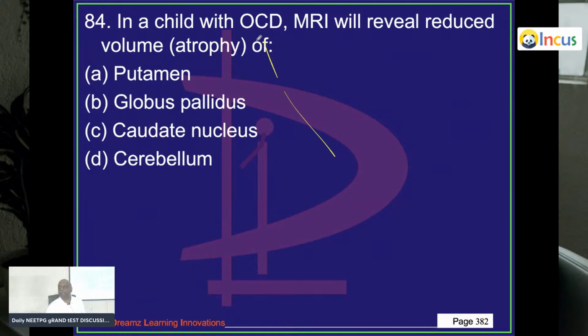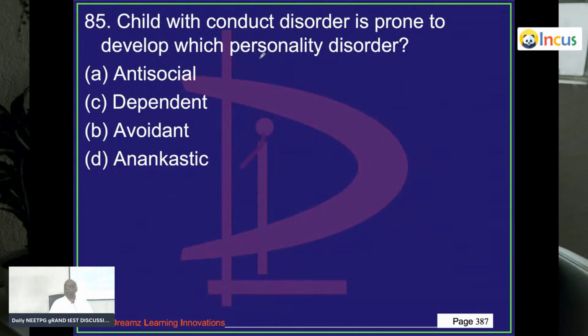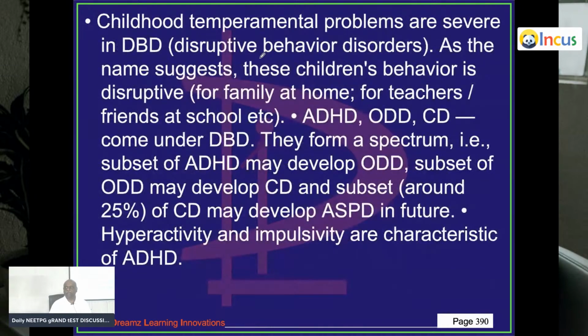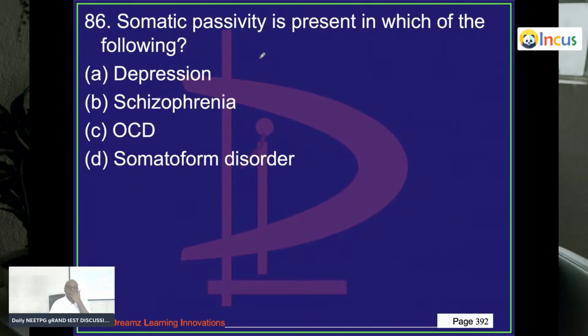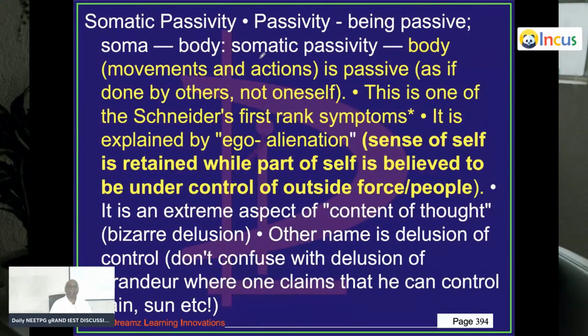Those who have OCD, if you do MRI for them, why do they have OCD? Their caudate nucleus is reduced in volume. So conduct disorder will become what? Personality disorder? Good. Somatic passivity is present in? Very good. Amma, today Vineesha is batting, full batting. Okay. So what is meant by somatic passivity? The body is passive, as if done by others, not oneself.